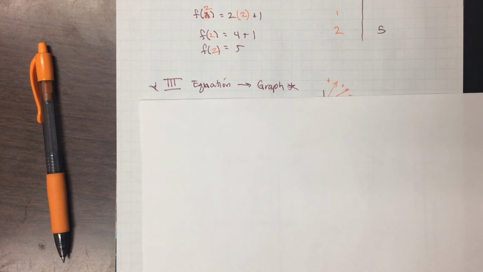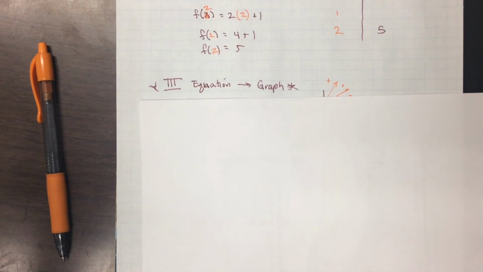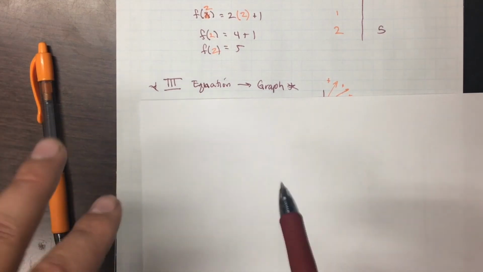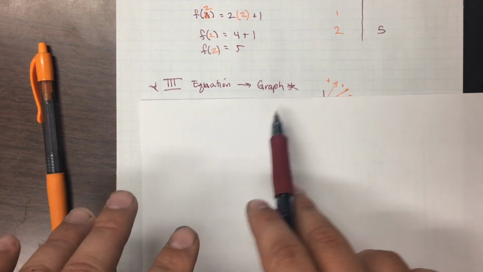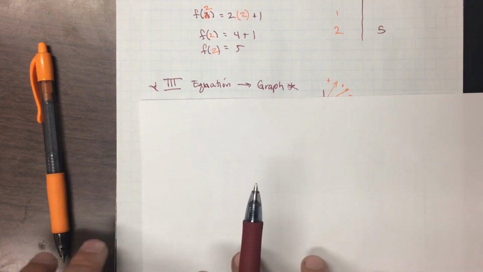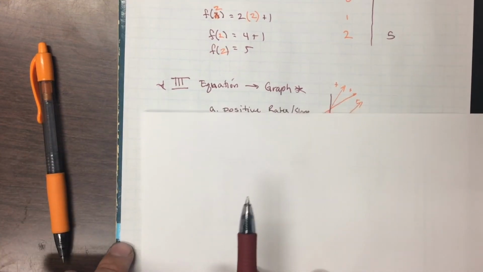Okay, Roman numeral 3 here is equation to graph. And in Math 1, this is like the big skill that we need to know. I'd say there's 3 major skills to learn in this first semester, and this is definitely top 3 here, okay? So we're going to spend a lot of time with this idea of equation to graph. Right now, I just want to get the basic vocabulary and basic ideas in your head.